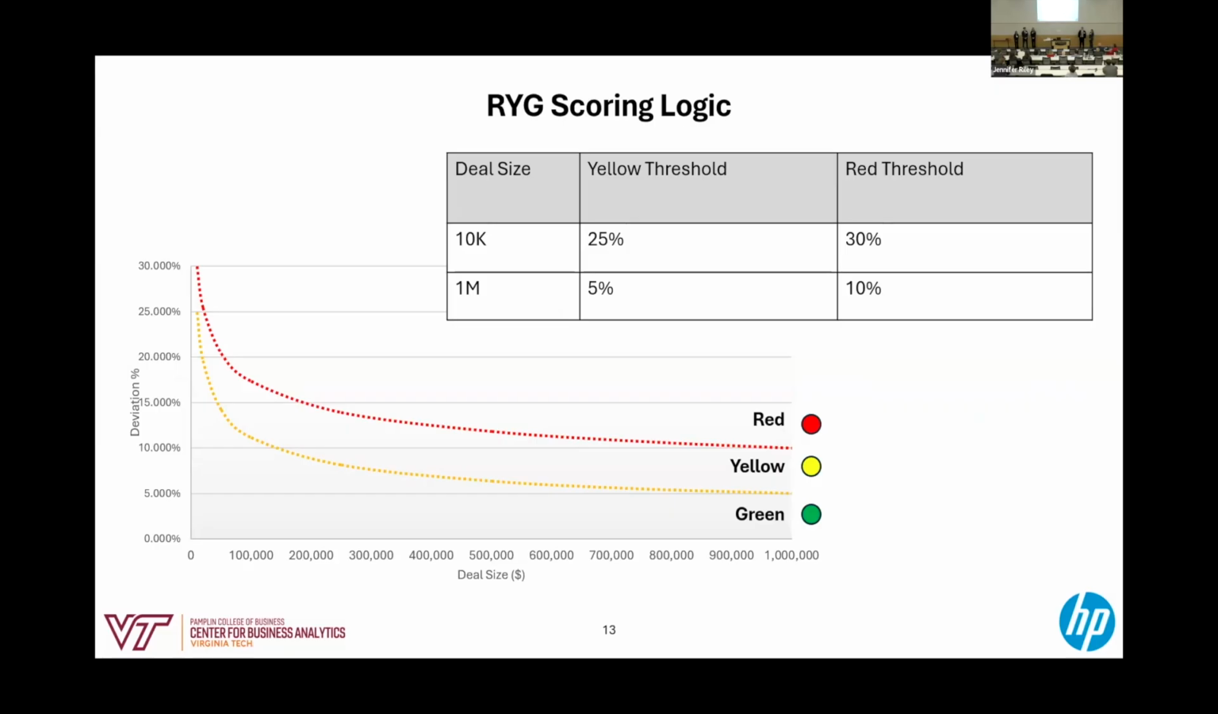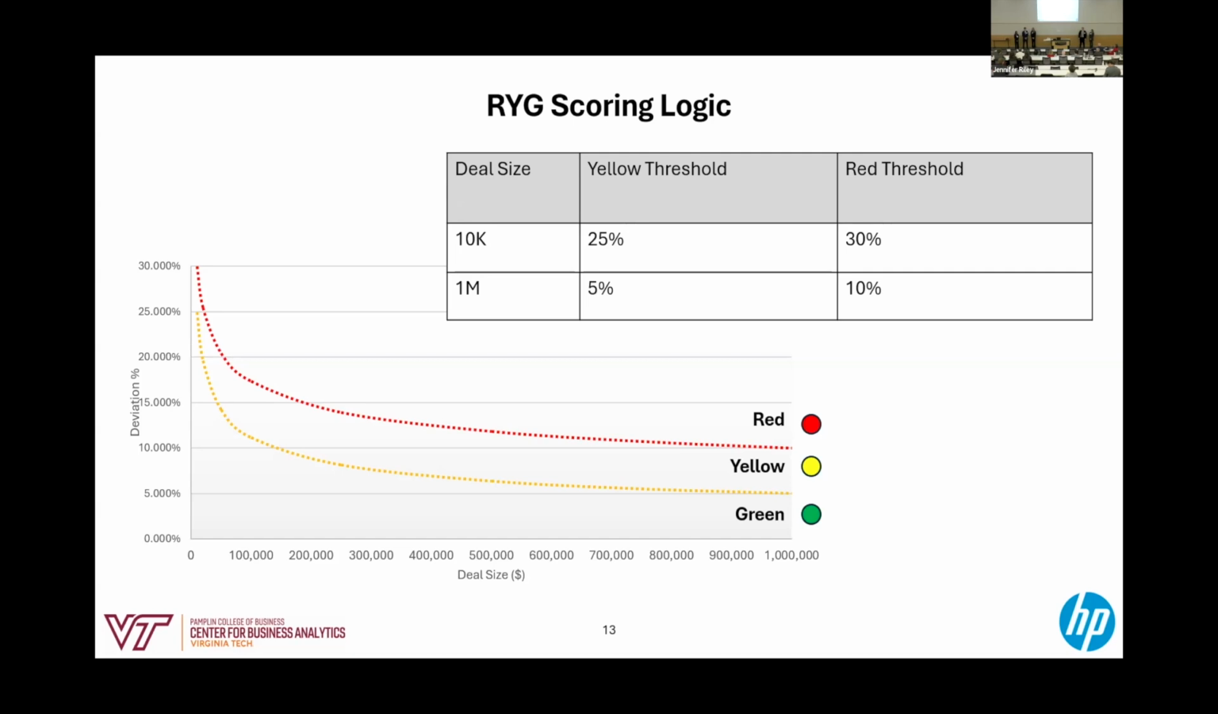In order to determine whether a product should be categorized as red, yellow, or green, we first needed a clear way to define what level of deviation from the target is acceptable. A flat threshold wouldn't work because a 20% miss doesn't carry the same weight across all deal sizes. On a smaller deal, that might be manageable. However, on a larger deal, it could pose a huge financial risk. So instead, we used a dynamic model that adjusted acceptable deviation based on deal size.